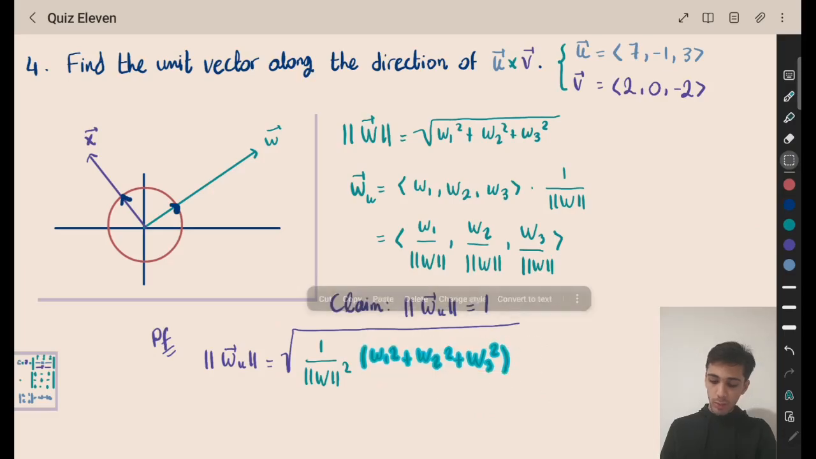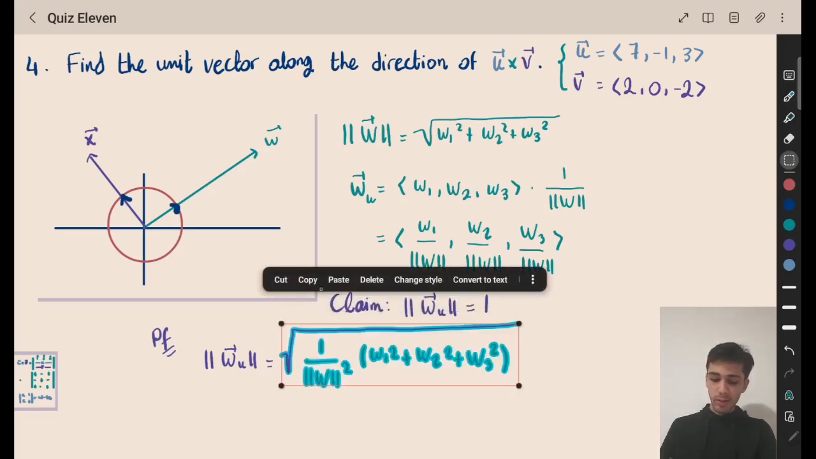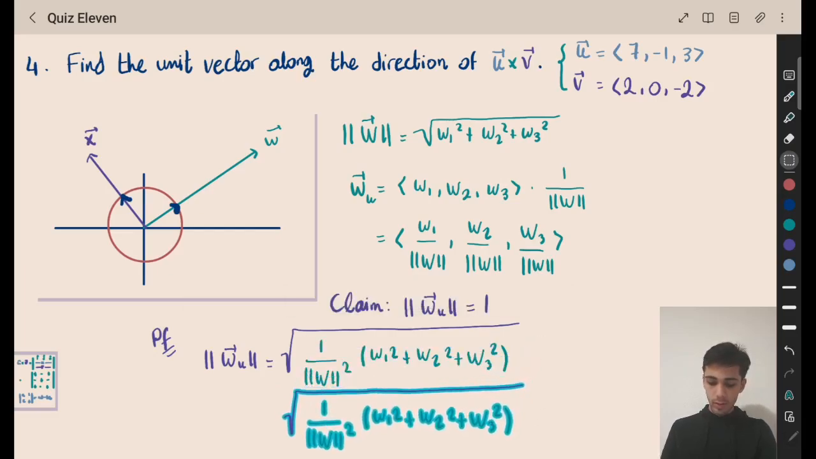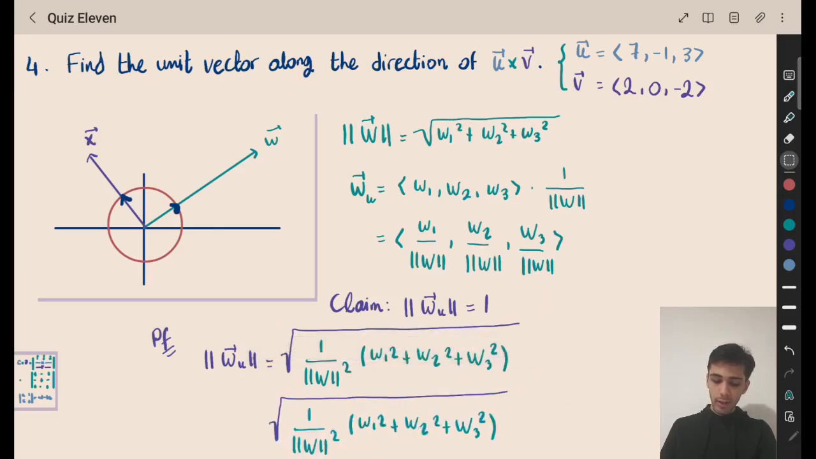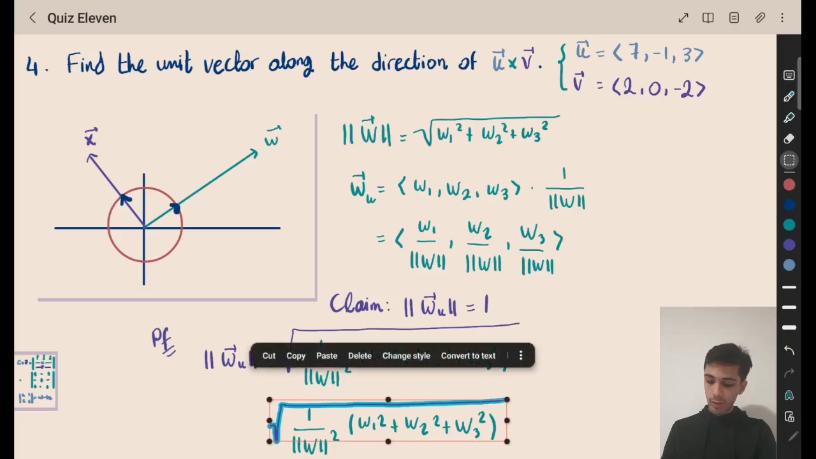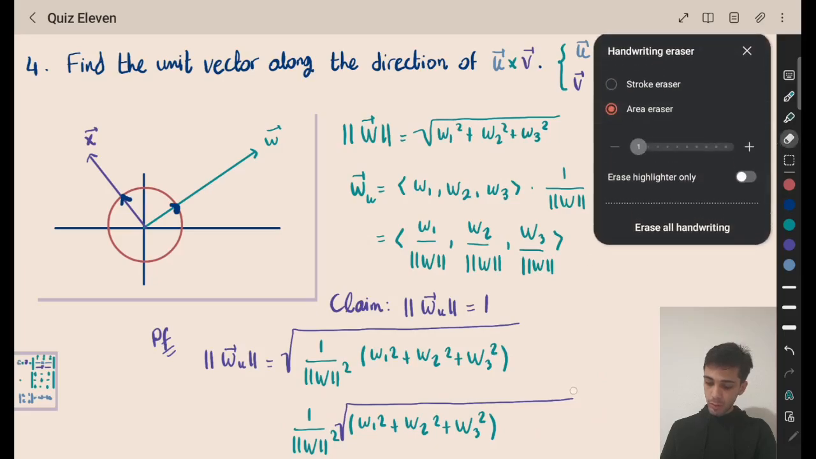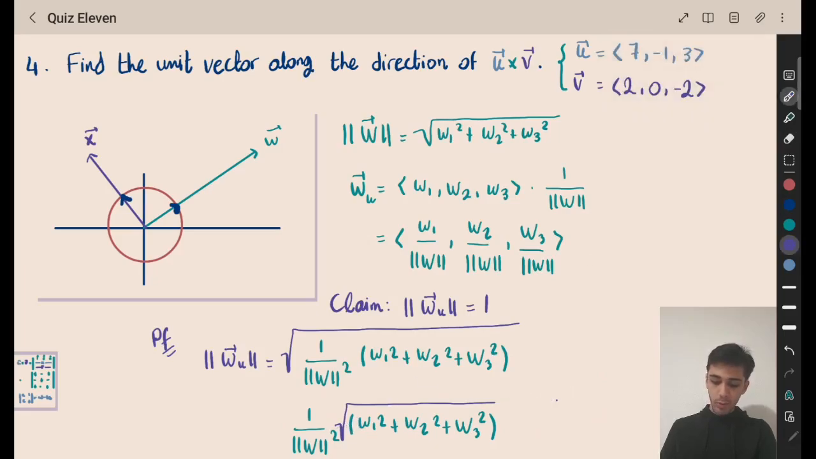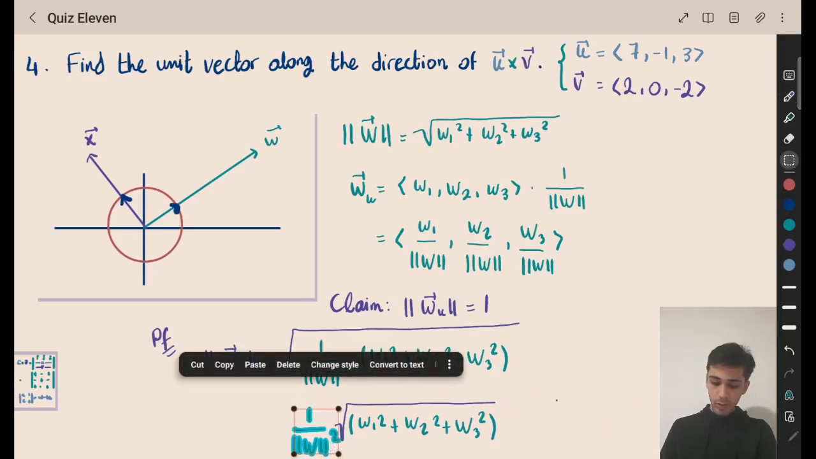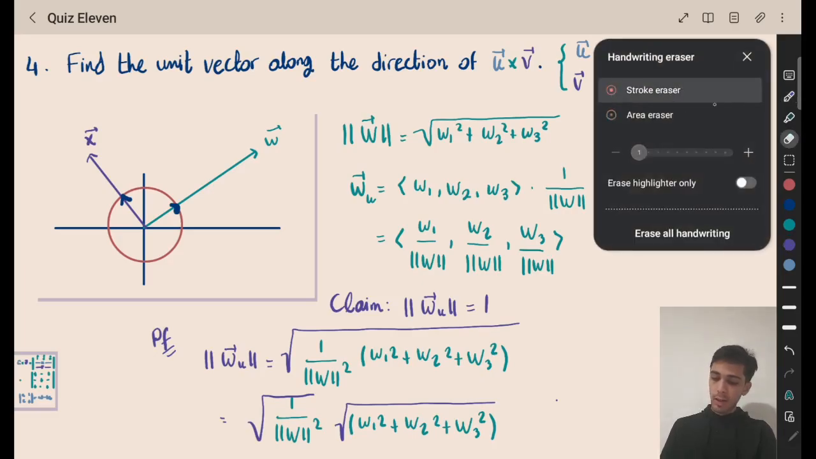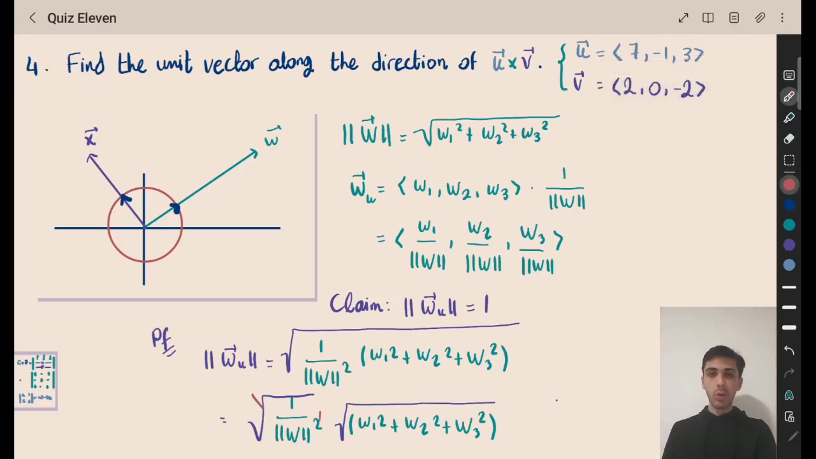We have this, and I can do something with this setup. And this something is that I can bring this even outside. So I can take this 1 over W squared and put it outside of the square root. But I need to take the square of it. So what I'm saying right now is that you can write this as that. When you write this as that, then the square cancels out with the square root, and you get 1 over W.